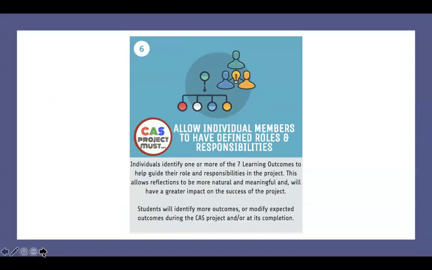You must have defined roles and responsibilities. And this is where it comes back to why groups of 3 to 5 are the most effective, because once you get beyond that 5, it's very difficult for everyone to have a defined role and objective in the project, because you're going to have overall group objectives for the project and individual objectives for you to achieve towards your 7 learning outcomes.